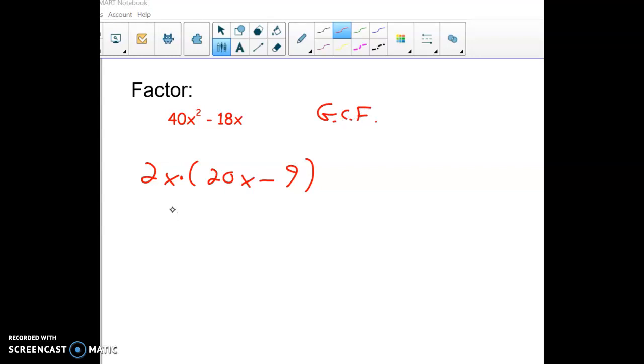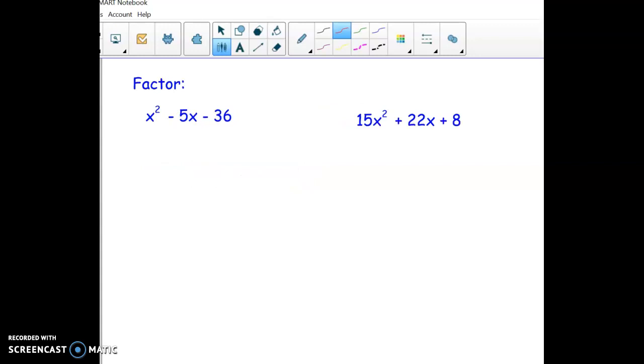And again, this one doesn't say solve at all, so it just says factor. So we factor it apart and then we're done. Don't have to find the answers for x. Okay, 2 more factor questions for you.